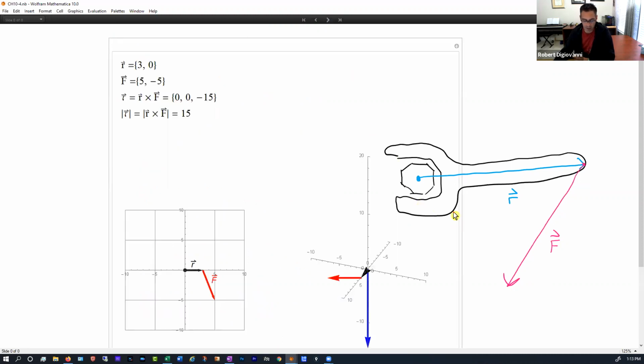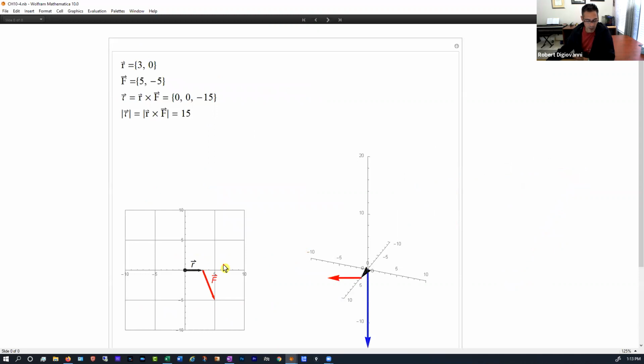I think we'll make this hopefully a little bit more clear. So what we have here is a two-dimensional picture. So the black vector is the wrench, okay? So our rotation point is the origin. And then I'm applying a force here. And that force vector is going to result in a three-dimensional vector that's coming out of the page or into the page.